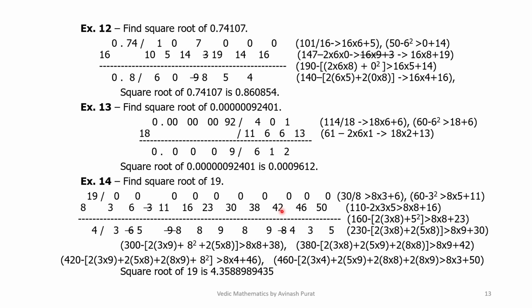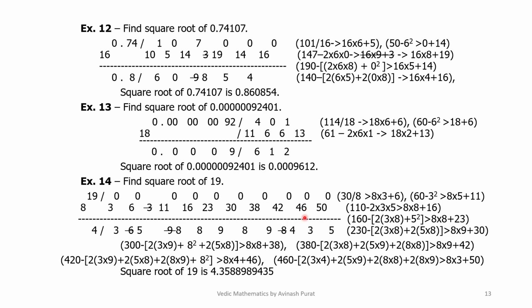Now 420 is the next dividend, minus 2 into 3 into 9 plus 2 into 8 into 9 plus 8 square. That is 54 plus 144 plus 64 equal to 262. The balance is 158 and the quotient is 4 and the remainder is 46.